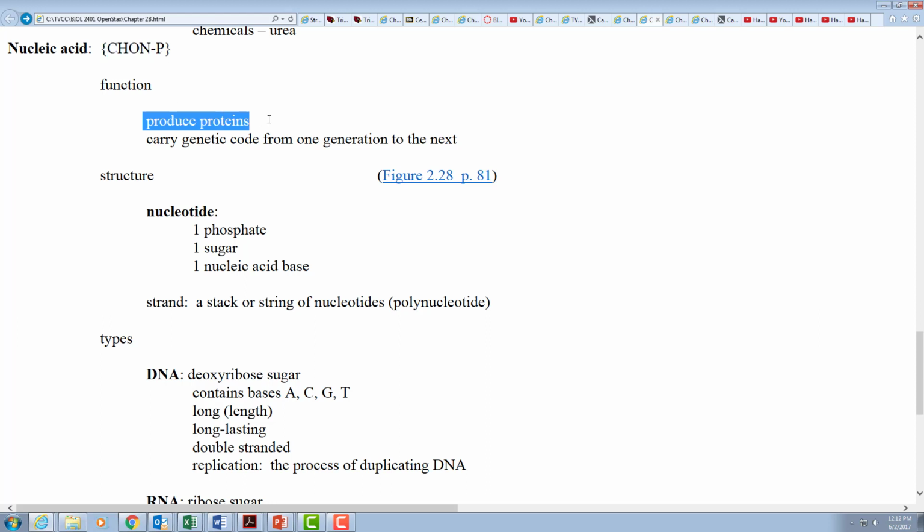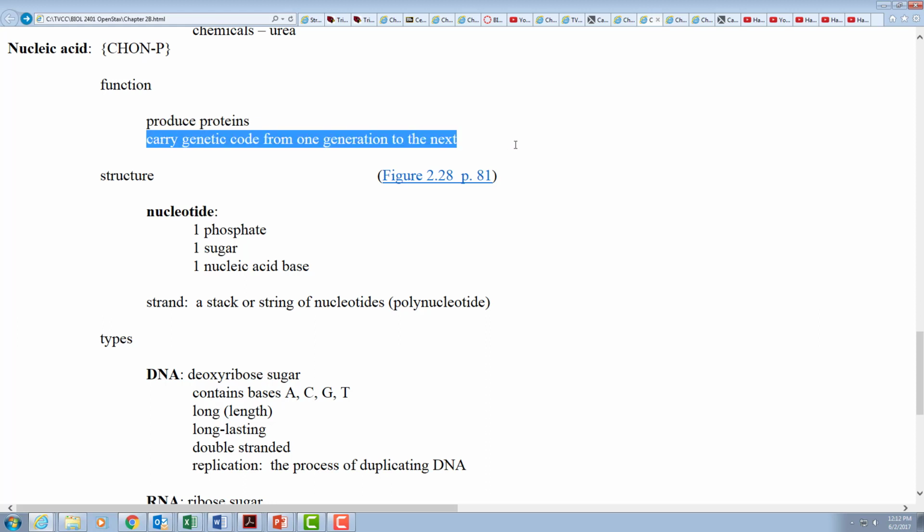Their function is that these are the blueprints, the codes that code for making proteins. It holds the information for which amino acid comes first and second and third, fourth, etc. And it carries that genetic code from one generation to the next. How you know how to make hemoglobin is because your parents told you. You have their genetic makeup, half from mom, half from dad, and they tell you how to make these proteins. So it goes from one generation to the next.